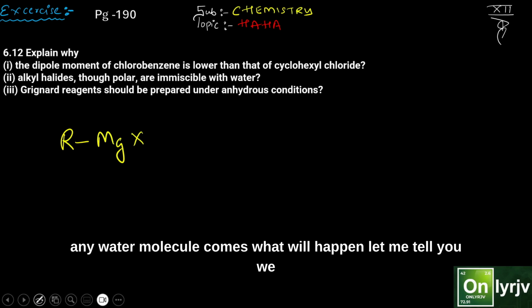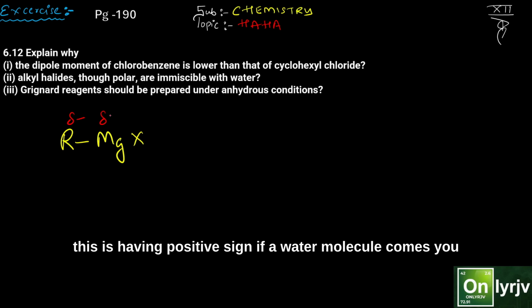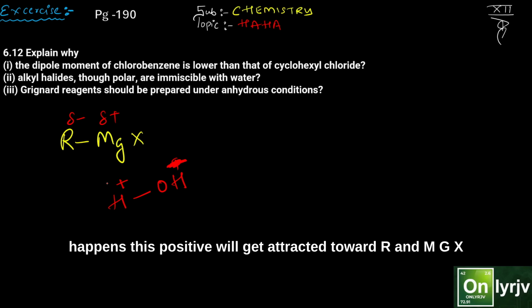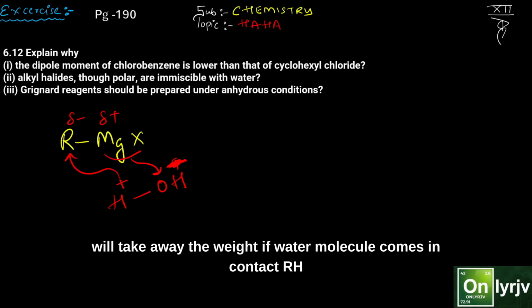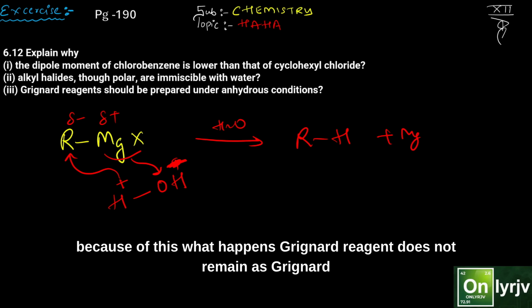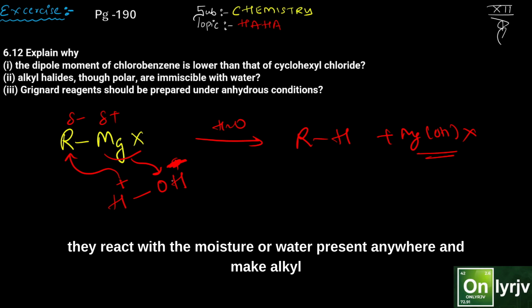If any water molecule comes, what will happen? Let me tell you. We know that in Grignard reagent, this is having which sign? Negative. This is having positive sign. If a water molecule comes, the water molecule breaks into H+ and OH-. What happens? This positive H will get attracted toward R and MgX will take away the OH. If water comes in contact, RH, which is an alkane, gets formed very quickly, and because of this, Grignard reagent does not remain as Grignard reagent. Because they are very reactive, they react with the moisture or water present anywhere and make alkane.